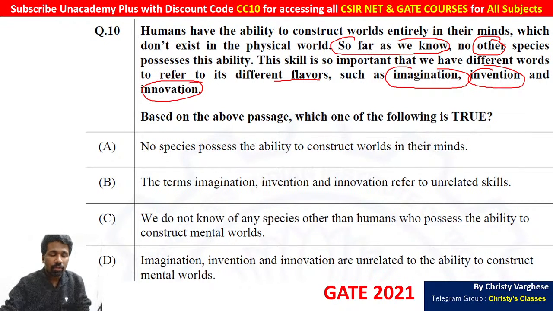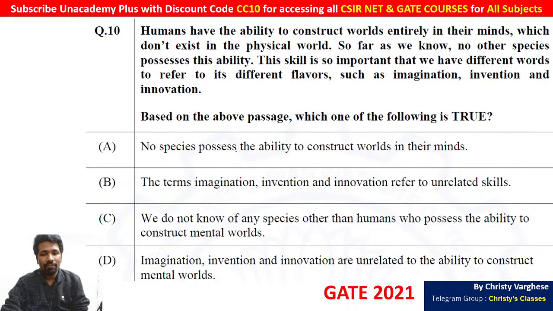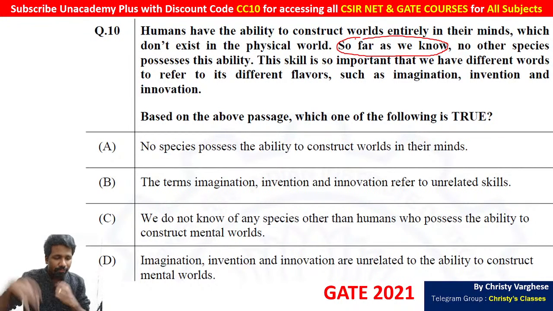Let us take option by option. No species possess the ability to construct worlds in their mind. Two reasons are there for that not to be the answer. First of all, it's an absolute statement saying that with 100% surety no species possess the ability. As far as we know itself is a phrase that is hedging, that it may be correct as of our knowledge now, no species.